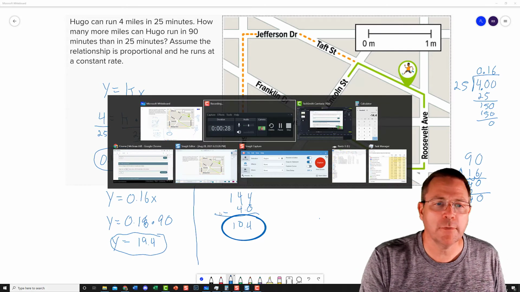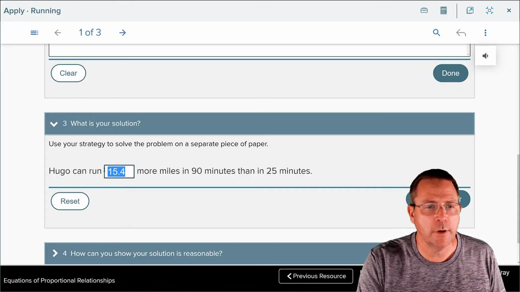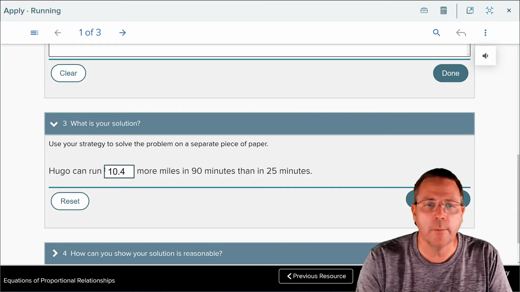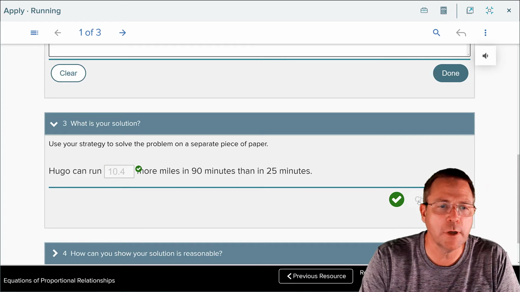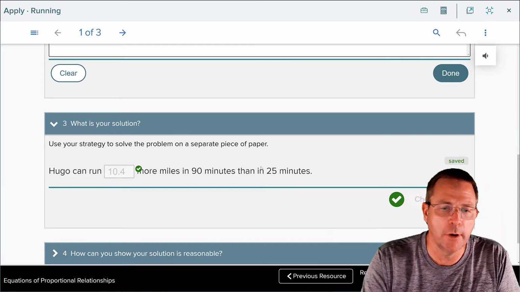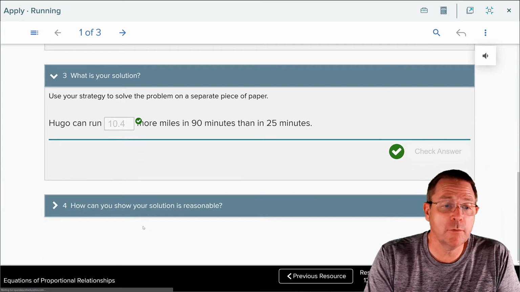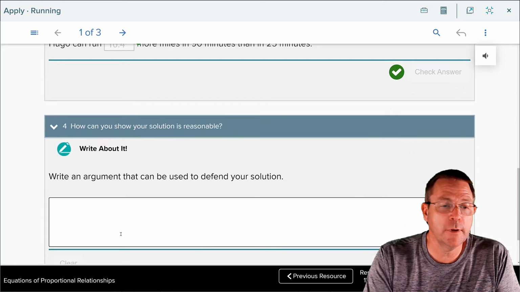Now let's try and check that answer again and see if we do any better. So 10.4 miles, that does make a little more sense. Check it, and hoo-ah, we did good. I have explained my answer as I've done it, so I don't need to type this in, but you certainly do.